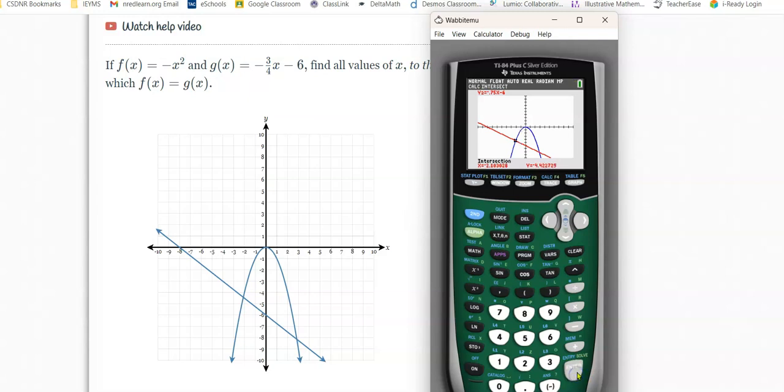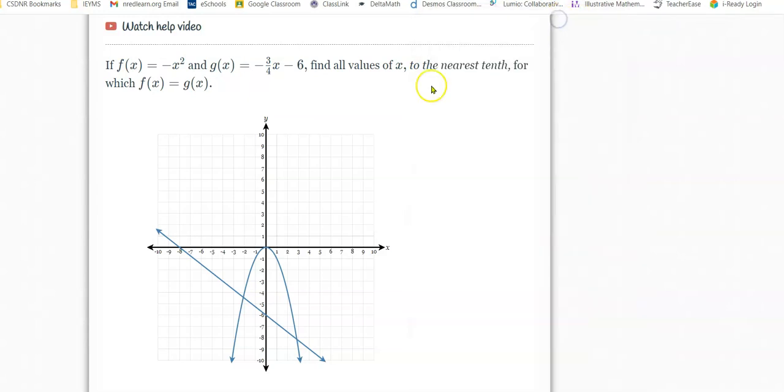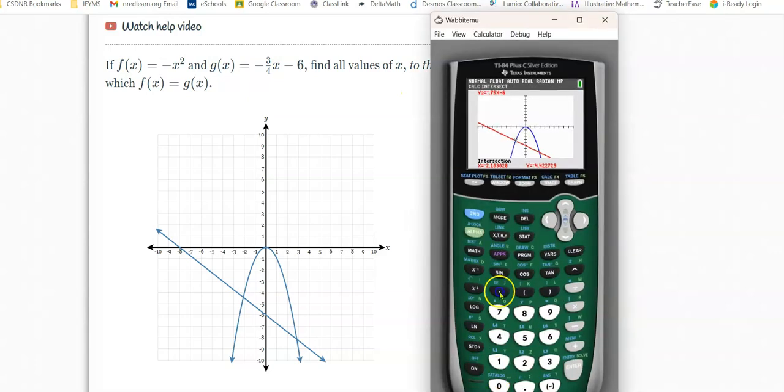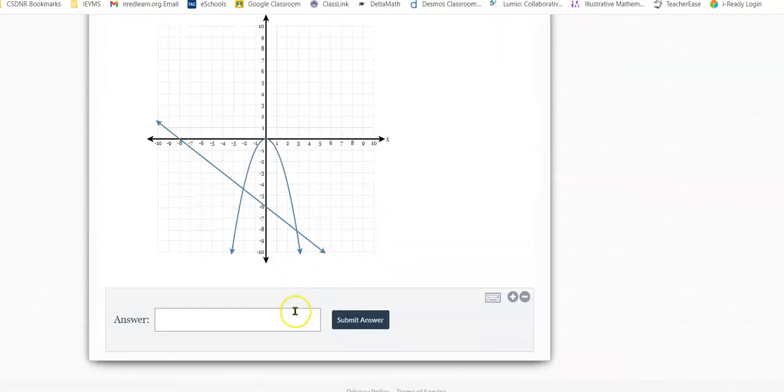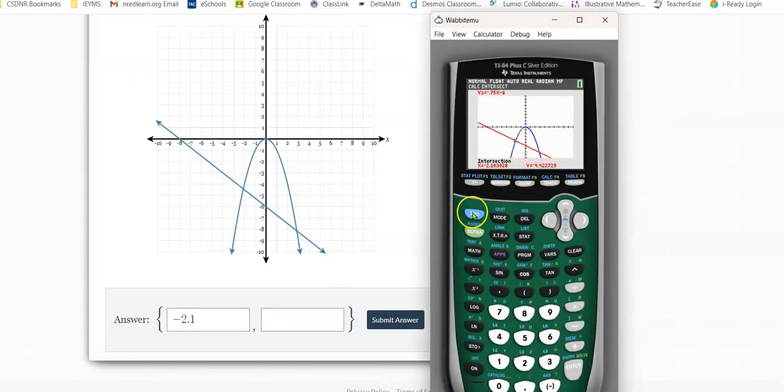It's going to ask me to make a guess, and you'll see that it's giving me this solution over here. So I'm going to say, what did they say to round to? Round to nearest tenth. I'm going to say -2.1. So I'm going to type that here, negative 2.1 with a comma. And I got to go back. I got to do this again.